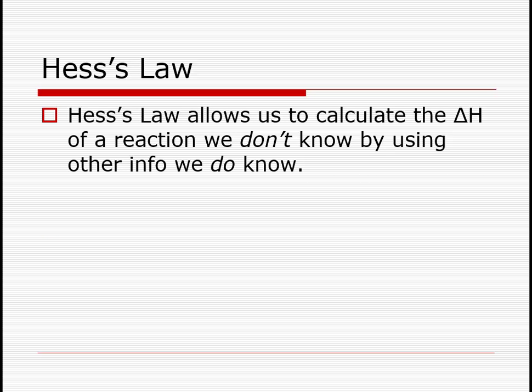So what we use Hess's law for is to calculate the delta H of a reaction that we don't know. Maybe there's a reaction that's not even possible to perform, but we still would like to know the delta H of it for some reason. And we use other information that we do know to calculate that delta H.